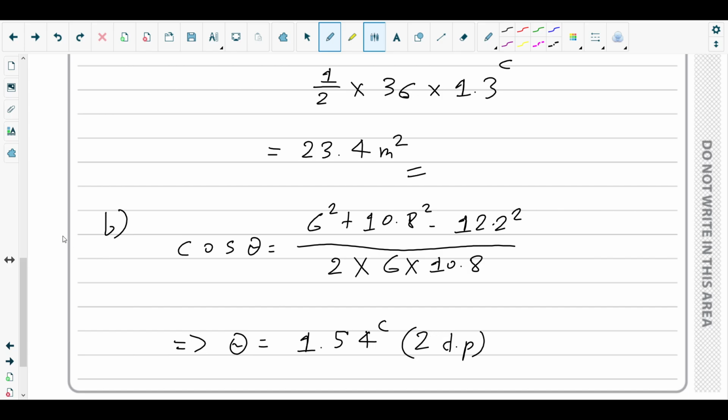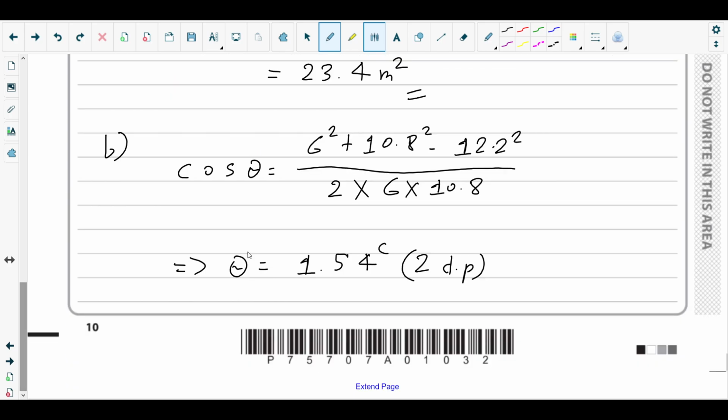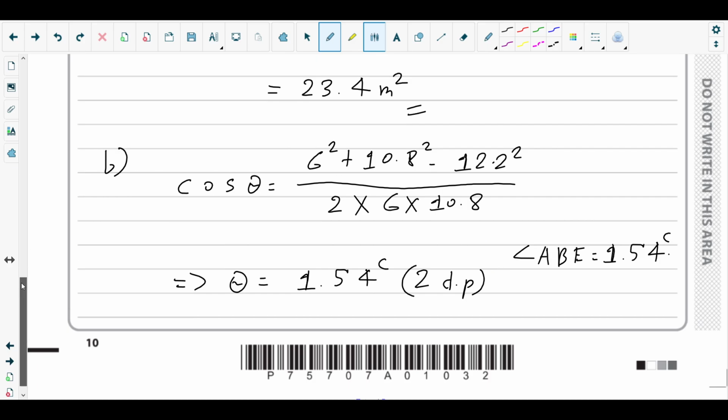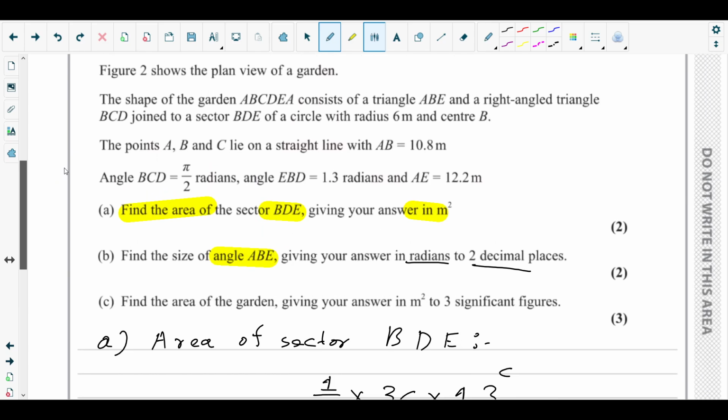So the value for the angle ABE is equal to 1.54 radians. That's it. So this is the solution to part B.